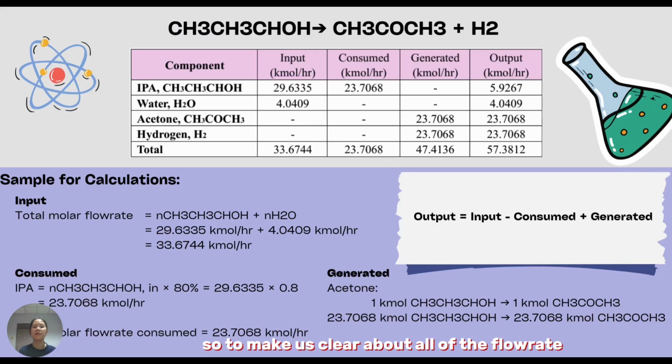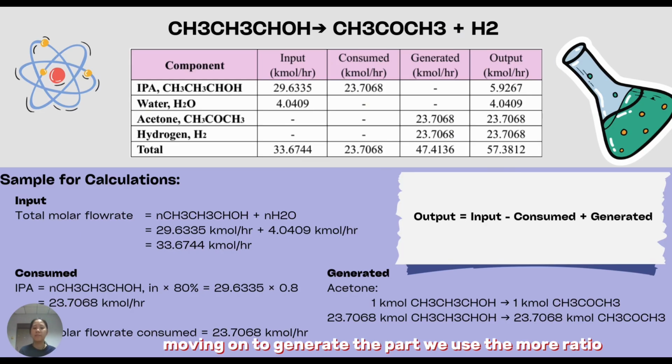So to make us clear about all of the flow rates, we can make a table. To calculate the input, we can add the flow rate of IPA plus water, then we get 33.6744 kmol per hour. Moving on to consumed, since the assumption of the IPA conversion is 80%, the consumed flow rate will be the flow rate of IPA times 80%, and we will get 23.7068 kmol per hour.